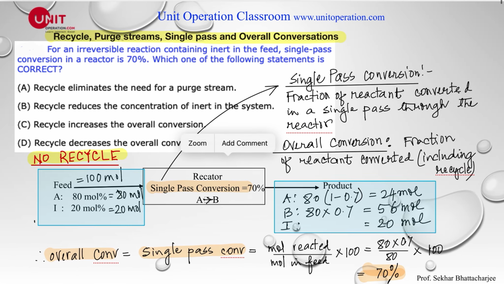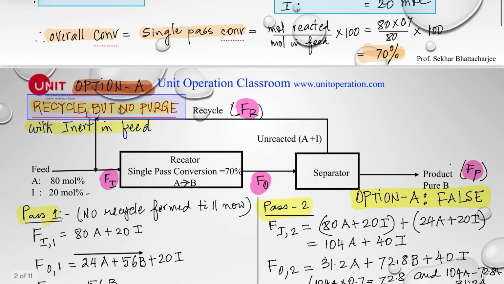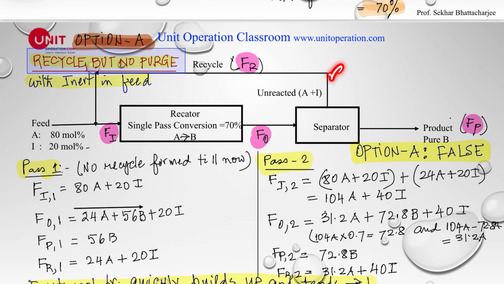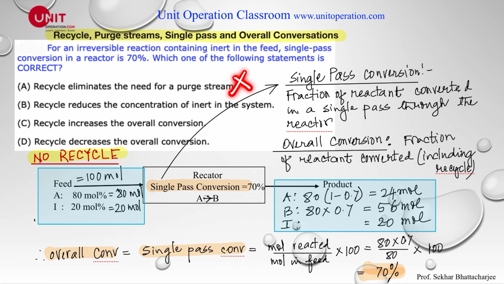First, let's look at option A. Recycle eliminates the need for purge stream. Is this true? No, because if we recycle, we always need a purge if it contains an inert, so that otherwise there will be inert buildup in the system. So recycle does not eliminate the need for purge stream, which we have seen right here, where there is only inert. The inert starts building up. We need to have a purge stream. So option A is not true.